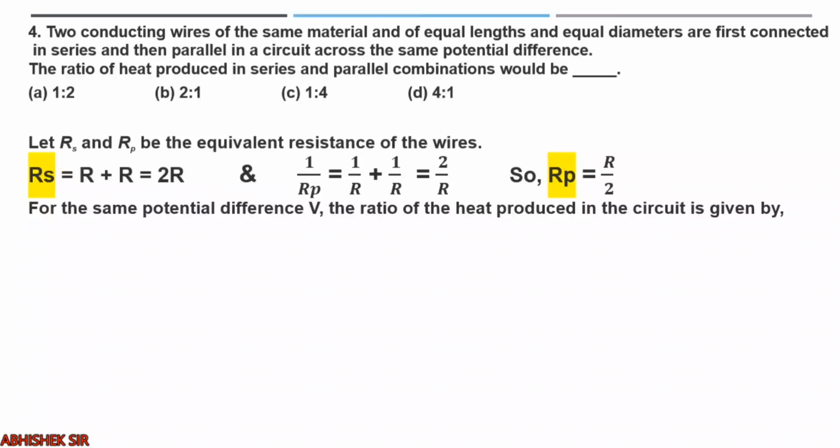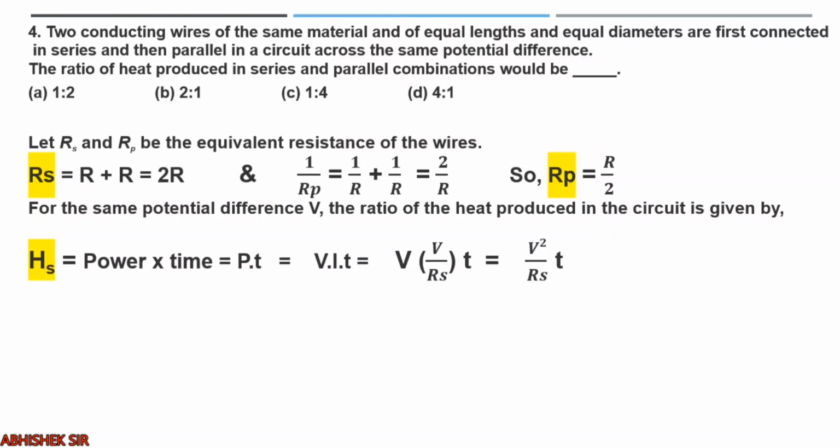Now for the same potential difference, the ratio of heat produced in the circuit is given. See, heat produced when the wires are in series: heat is power into time, P into T. P is equal to VI, that we have seen earlier. So P into T is V into I into T. What is I as per Ohm's law? It is V by R. So the final equation of heat produced in series connection is V square upon Rs into T. Clear? This is the equation of heat produced when the series connection of wires is there.